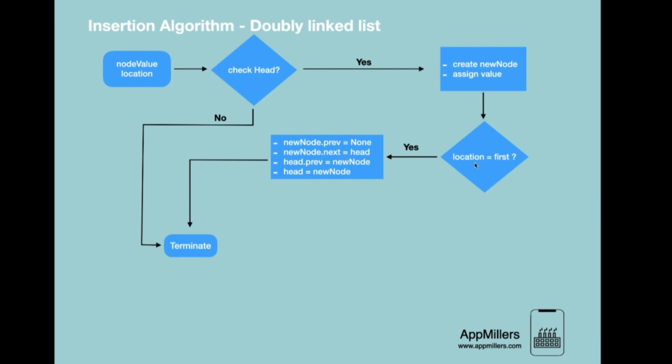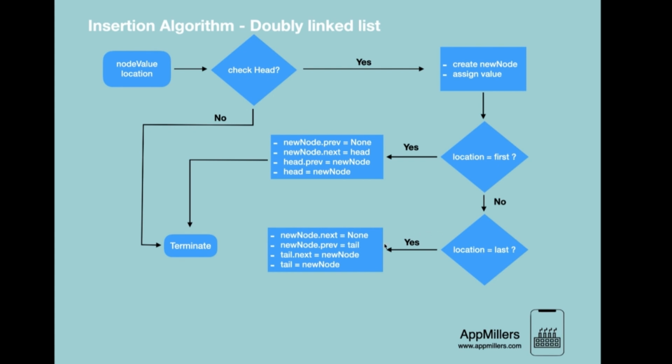Then the next step is we are continuing to check our location parameter. If the location parameter points to last, it means that we want to insert an element at the end of double linked list. In this case, we are doing these operations over here. We know that the last element's next reference in the double linked list has to point none. So here we set this new node's next reference to none.